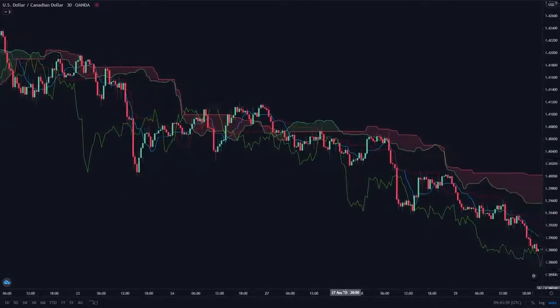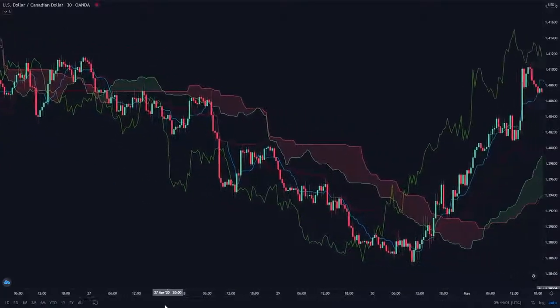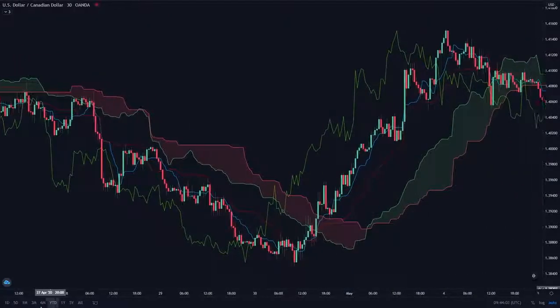So I just showed you the different ways of using the Ichimoku cloud that you can implement right now.